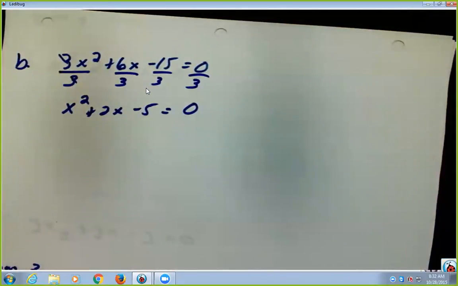Okay? So can I factor it? When you do that, see if it can be factored. Can I do anything with that thing?